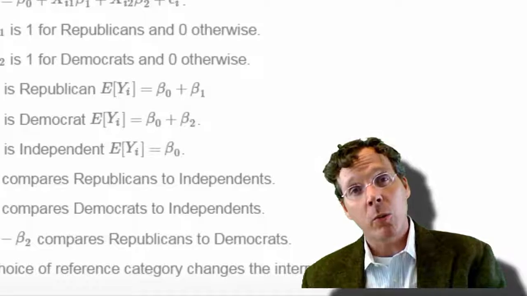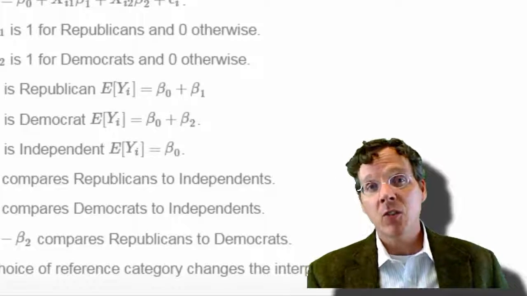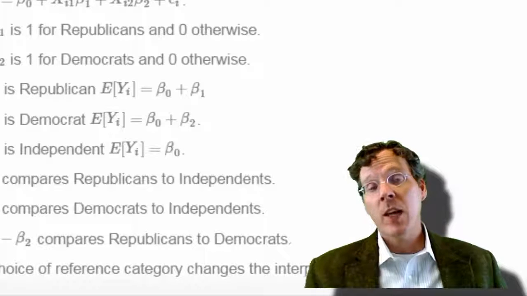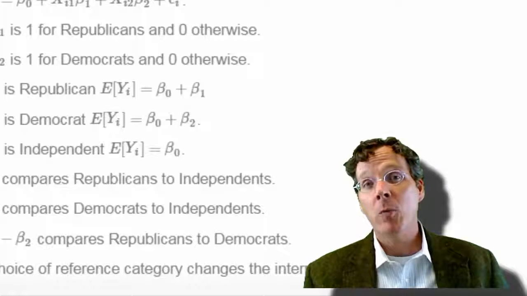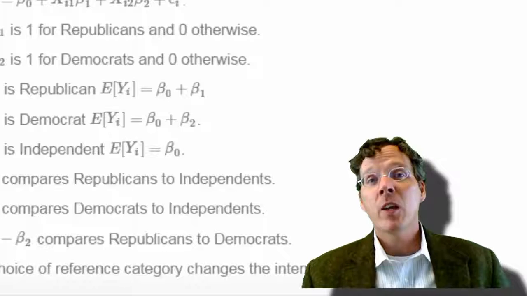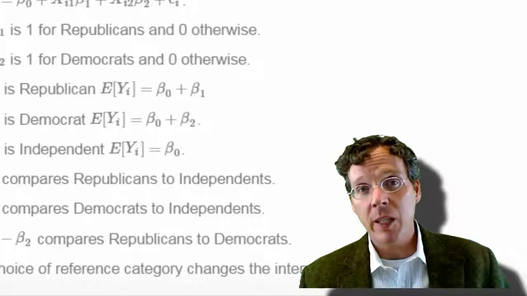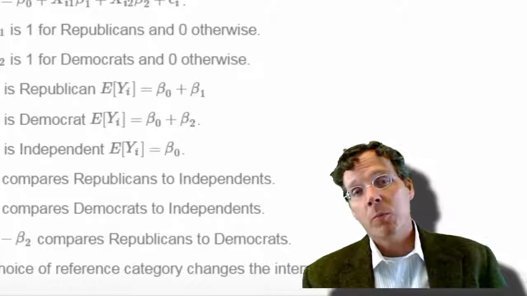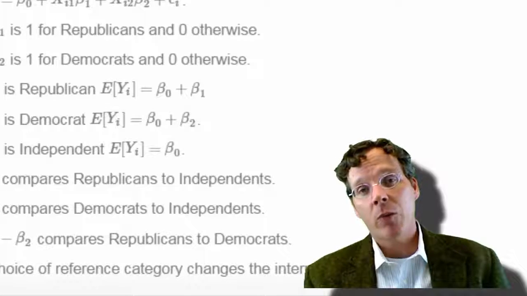If we had included the regressor for independents and excluded the one for Republicans, then the intercept would be for Republicans, and the coefficient in front of the Democrat one would be Democrats versus Republicans. The coefficient in front of the independent one would be independents versus Republicans. And we'll go through some more examples just to illustrate how this works.